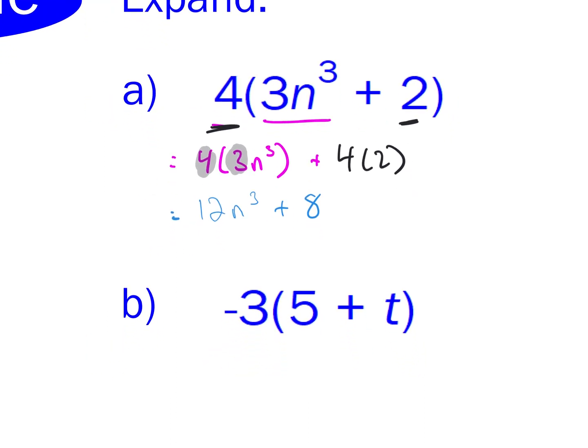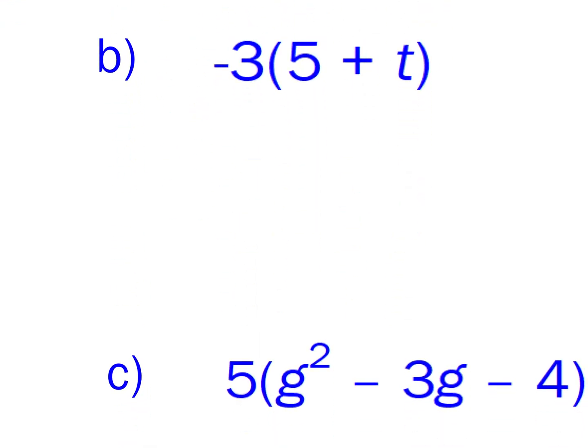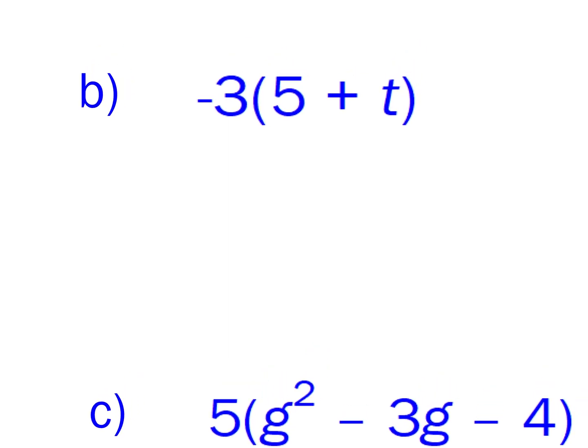All right. Question B. Negative 3 times 5 plus t. So that's going to be negative 3 times 5. The way we write it out, the second term is this. There's a plus sign here, so we're going to put a plus sign here. But then we're multiplying negative 3 times t, so we'll put the negative 3 in brackets, and we'll put the t in brackets, although the t doesn't really have to go in brackets.